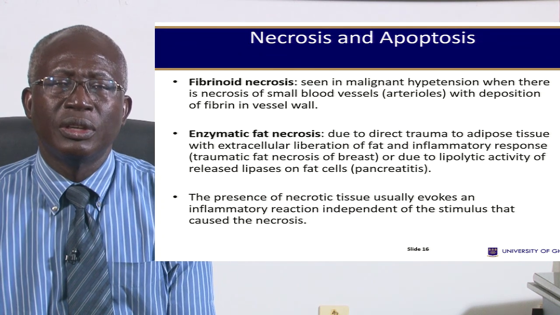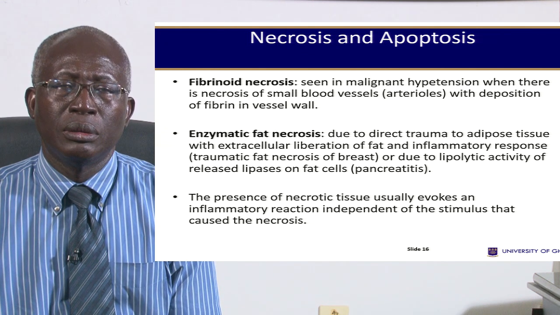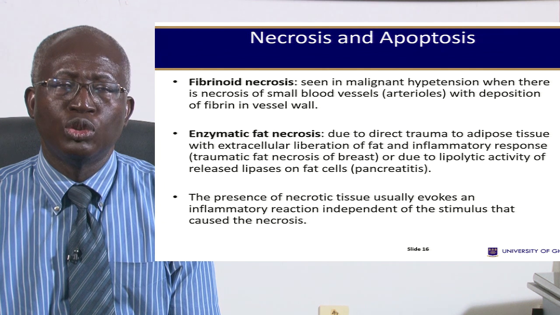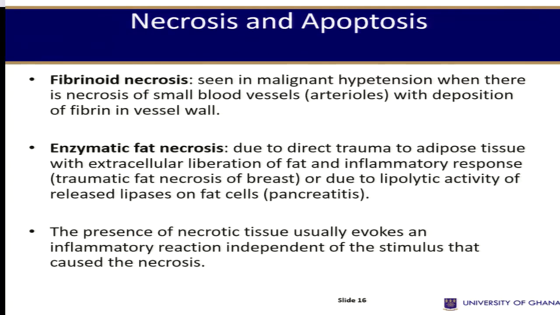Fibrinoid necrosis is seen in malignant hypertension, where small blood vessels show deposition of fibrin. Enzymatic fat necrosis occurs either due to direct trauma to adipose tissue or enzymatic release. Traumatic fat necrosis is seen in the breast, and enzymatic necrosis is seen in pancreatitis.